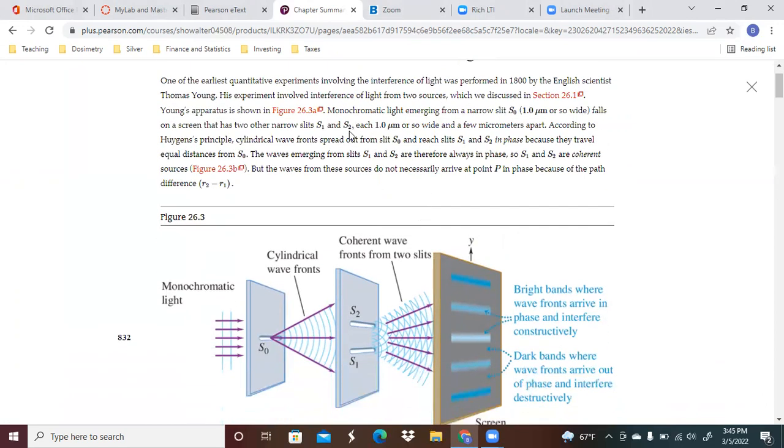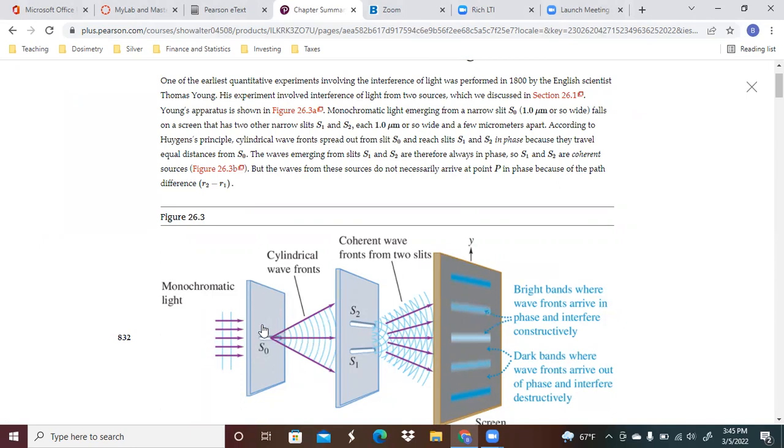So if you look at one of the earliest quantitative experiments involving interference, you're going to go back to 1800 and you're going to look at some of the experiments done by Thomas Young, who was an English scientist. His experiment involved interference of light from two sources. Now, Young's apparatus is shown here in this picture.